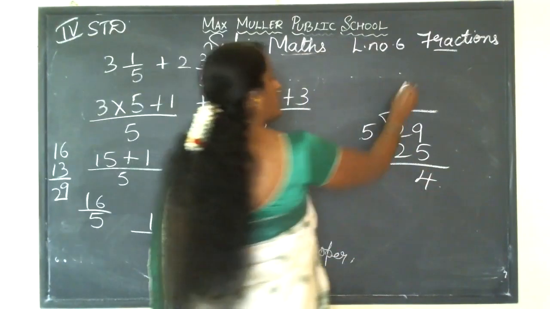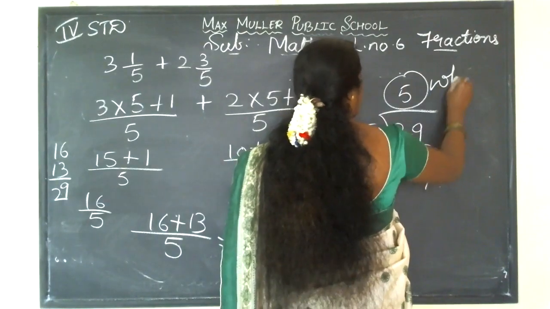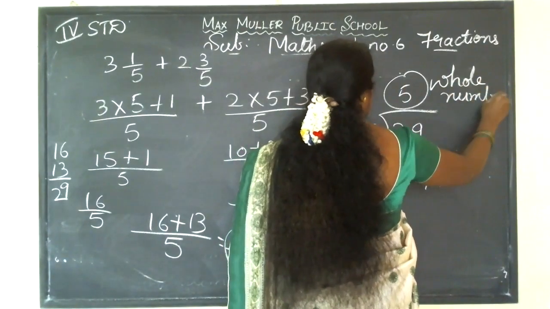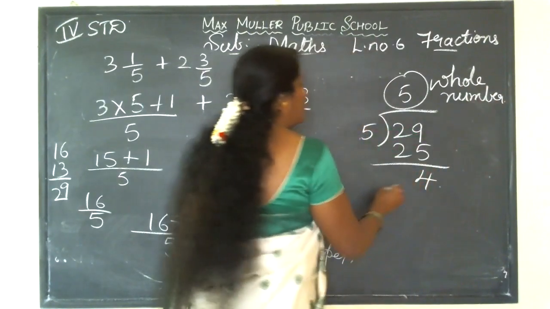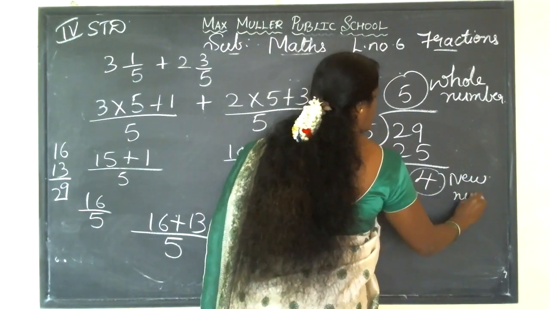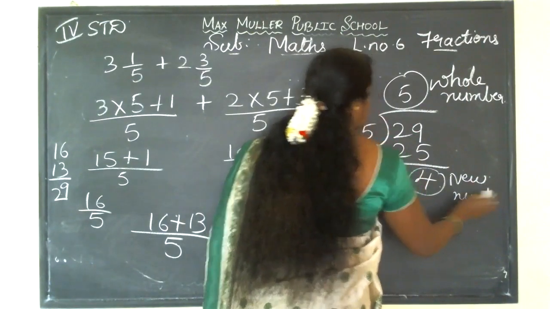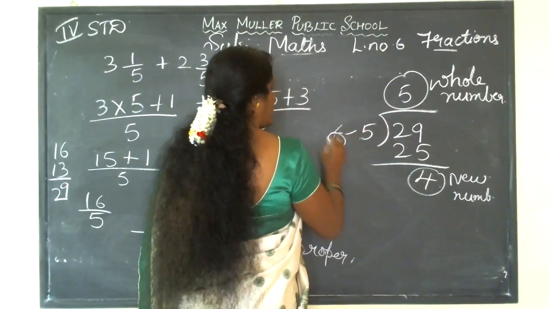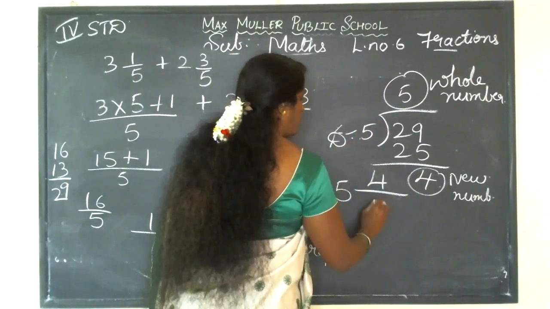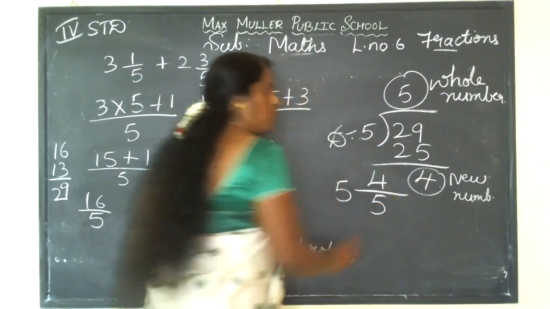This is whole number. Yes, no children, this is whole number. This is new numerator. This is denominator. So whole number is 5. New numerator is 4 by 5. So you got the answer.